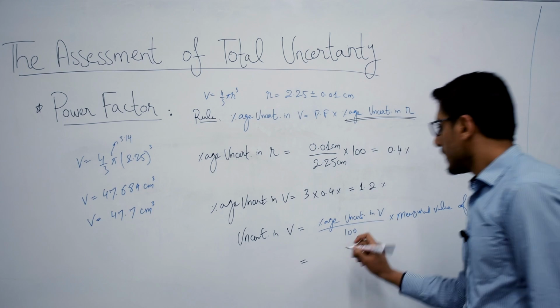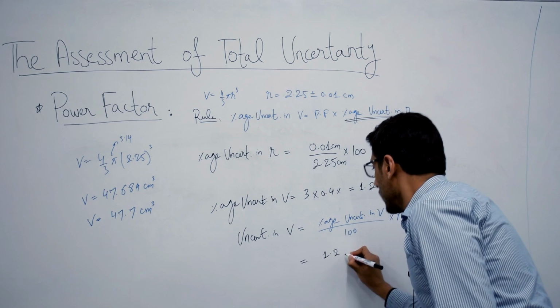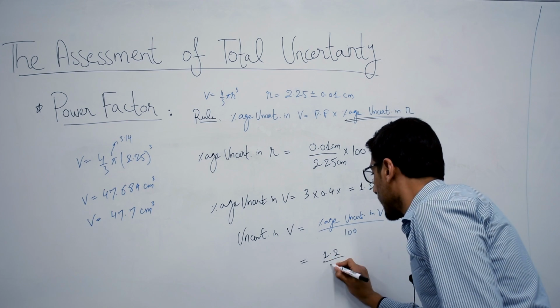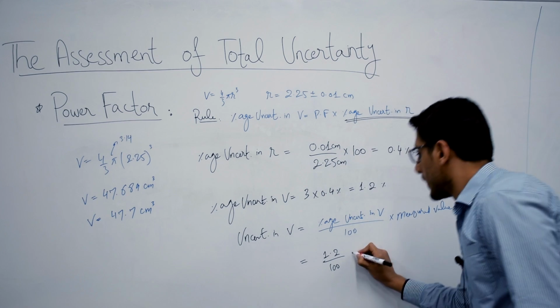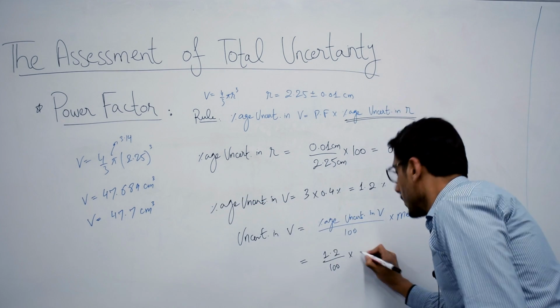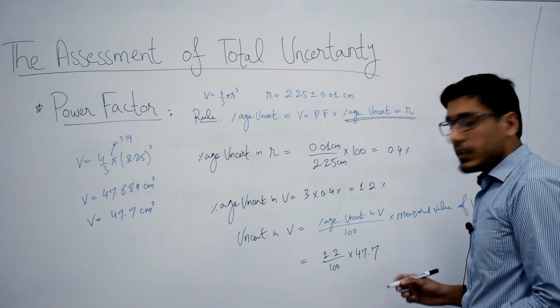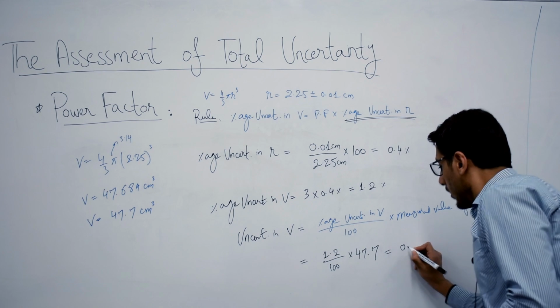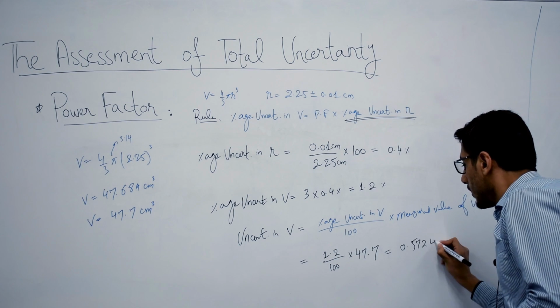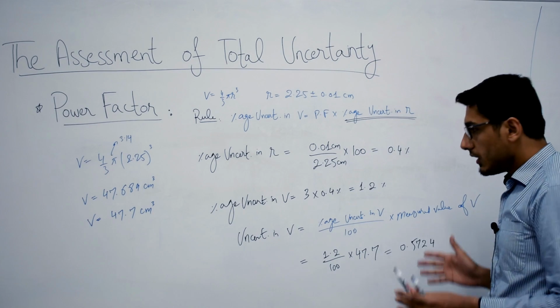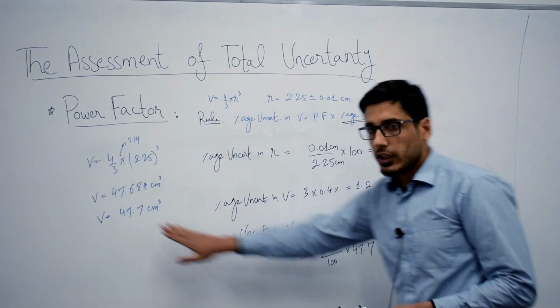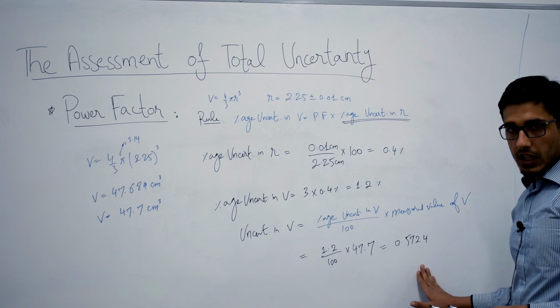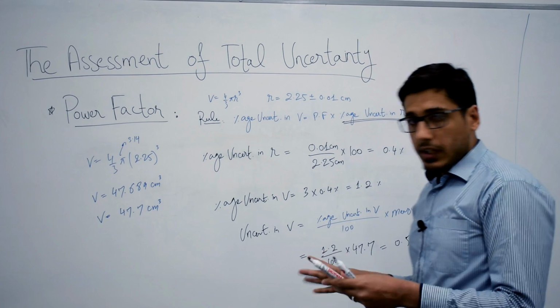Now that we have the measured value of volume, let's plug it here. The percentage uncertainty in volume is 1.2% divided by 100 and multiplied by the measured value of volume. And so the uncertainty in volume comes out as 0.5724. Now we need to combine the measured value of volume and the uncertainty in volume that we have calculated. So let's try to write it together.